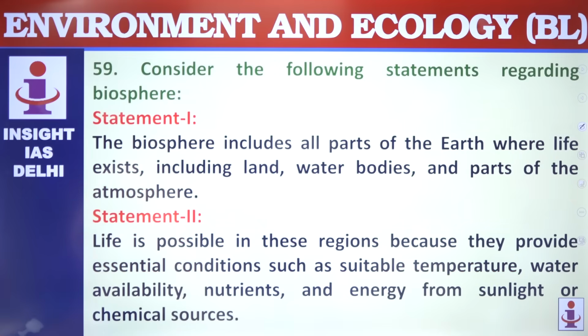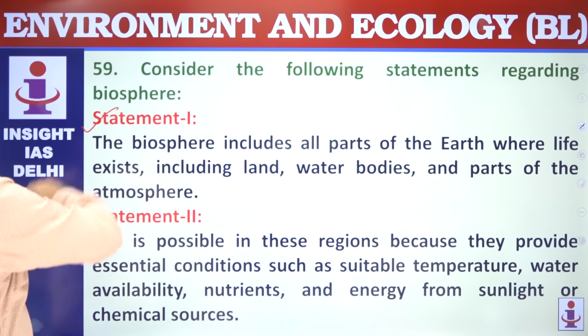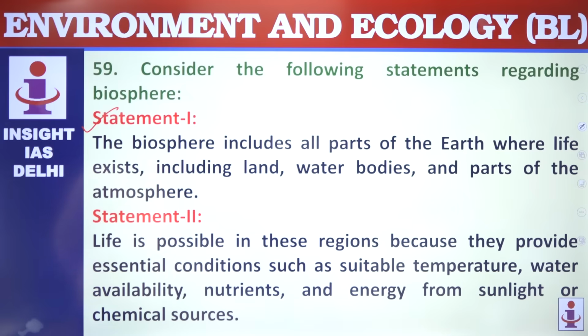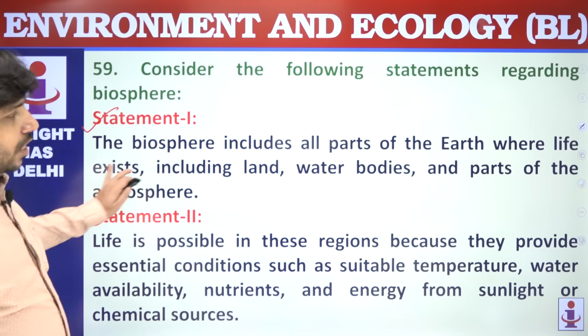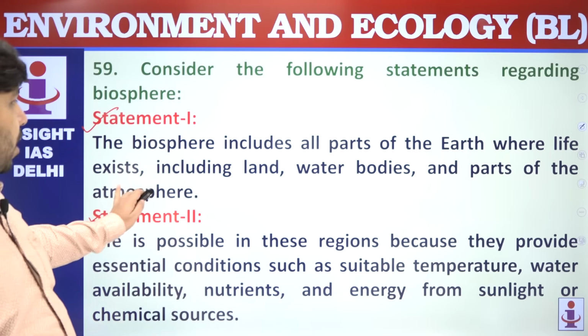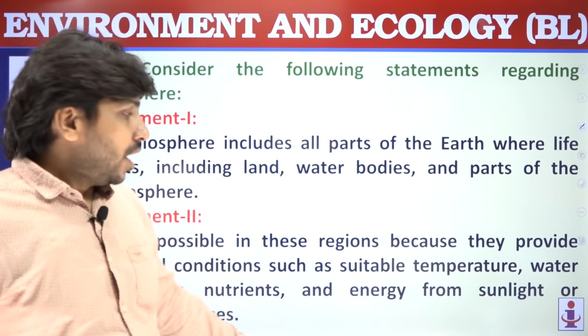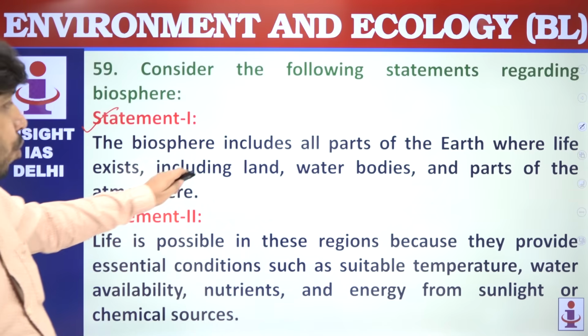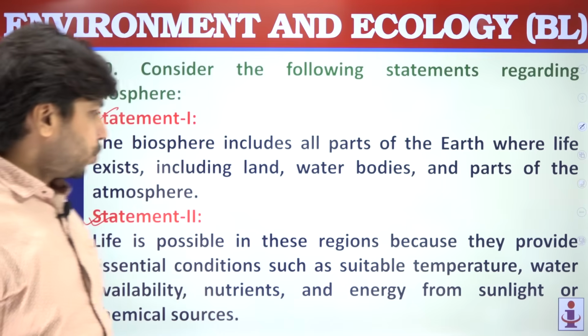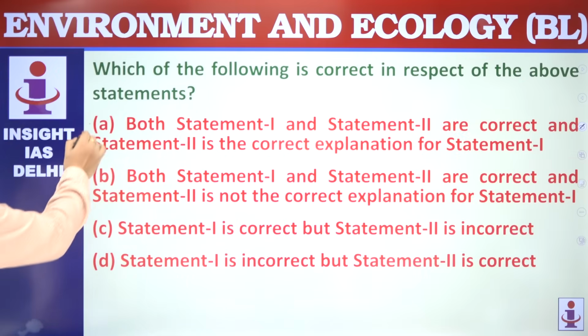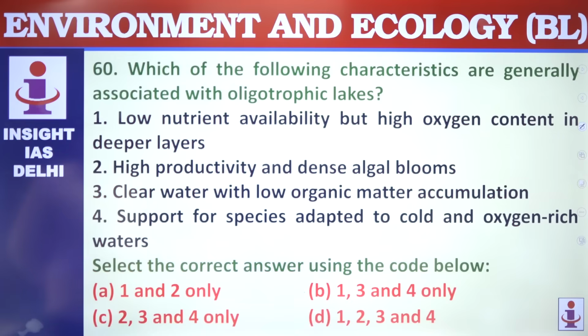Biosphere includes all parts of the earth where life exists, including land, water. Yes, this statement is correct. Life is possible in these regions because they provide essential conditions such as suitable temperature, water availability. This statement is also correct. Statement 1 is talking about the biosphere, and statement 2 is explaining why life exists in the biosphere. So statement 2 is the correct explanation of statement 1.